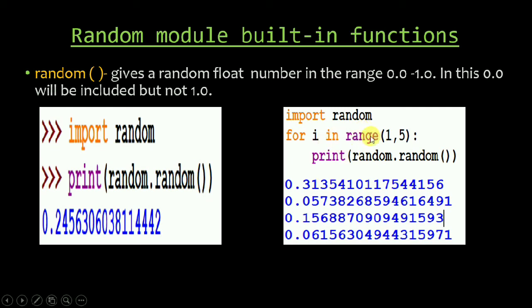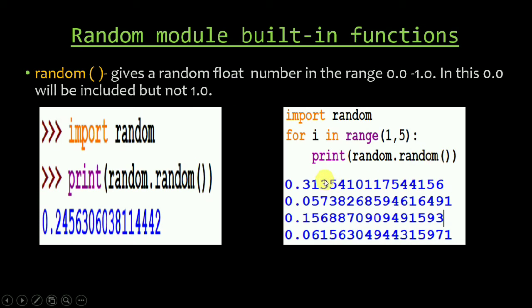Similarly, if we want more than one number, then we can use a for loop. In this one, we have written import random, for i in range 1, 5. So how many values will it take? It will take 4 values, and we say print random dot random.